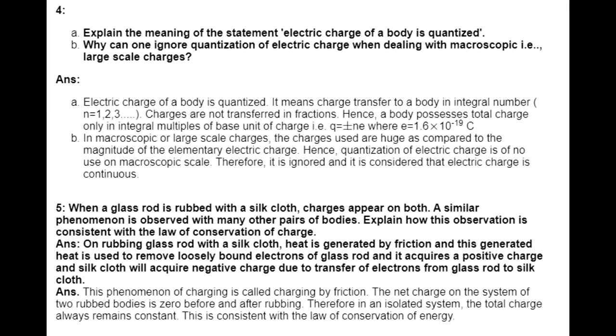we ignore the quantization of electric charge when we deal with macroscopic, meaning large scale, charges. Correct, because the charge of an electron or proton is very small, around 1.6 × 10^-19 coulomb. It means that if you consider 1 coulomb of charge, the number of electrons or protons in that is around 6.25 × 10^18. So this is a very large number.